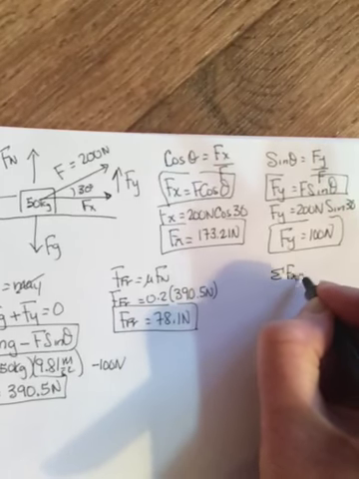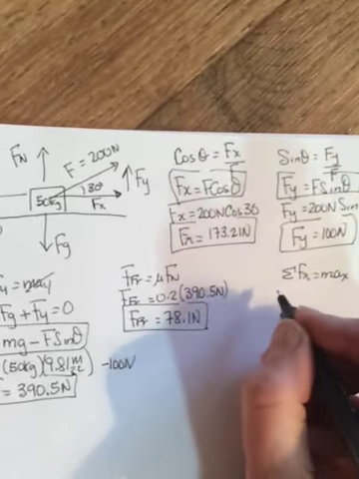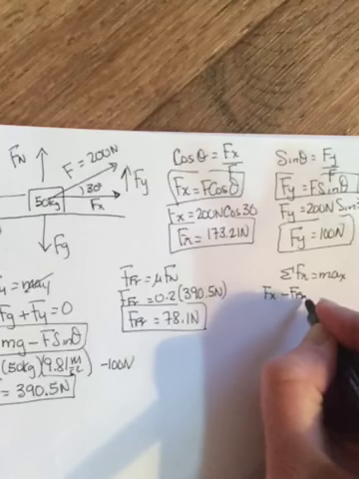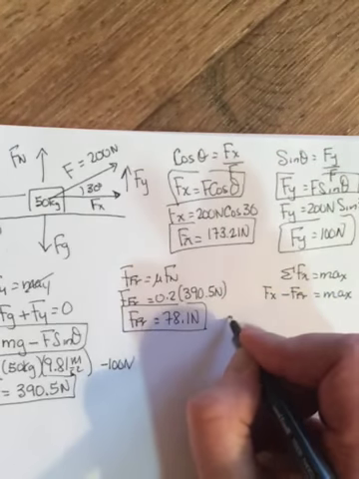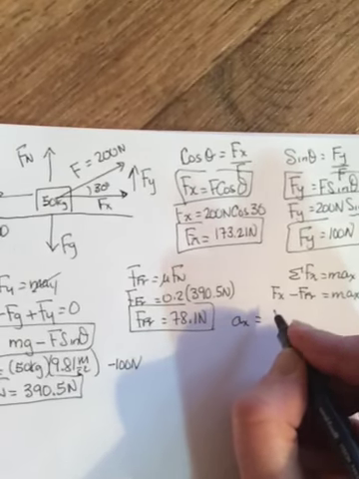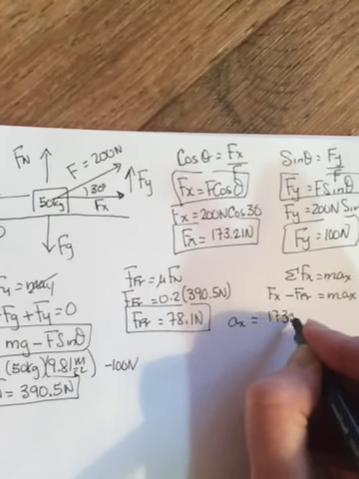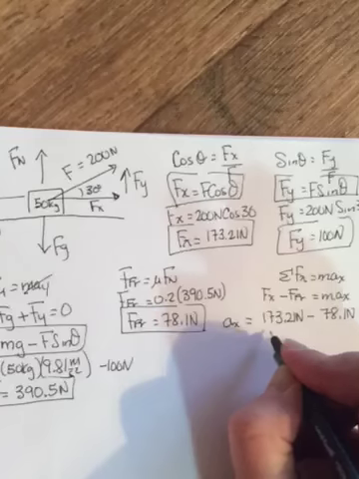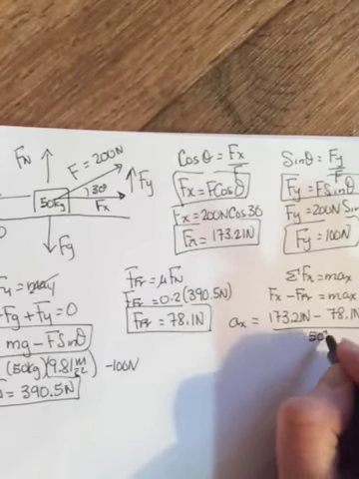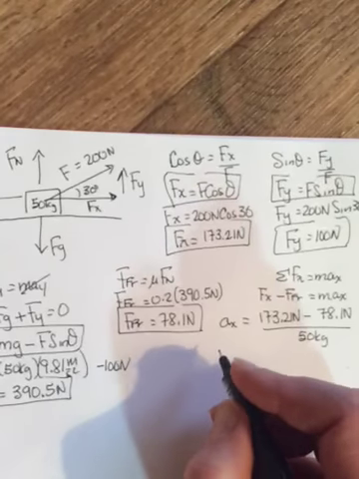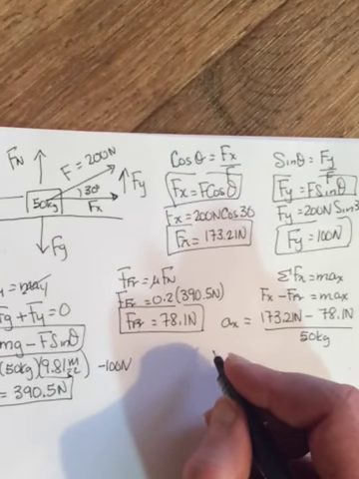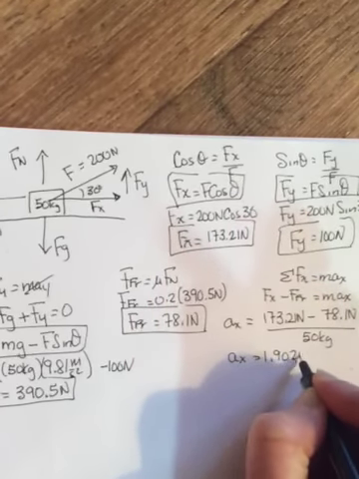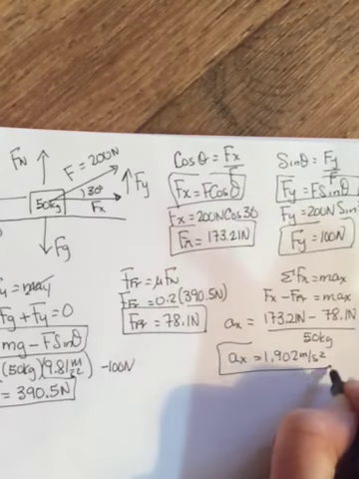And then go to the x direction. So sum of the forces in the x direction should equal max. And so in the x direction, there's Fx minus friction is equal to max. And you're solving for a, so divide by m. So Fx was the 173.21 newtons. Friction was the 78.1 newtons we just found, and m was 50 kilograms. What's that on the top? 95, 90, yeah, and then divide it by 50. Ax is going to be 1.902 meters per second squared.